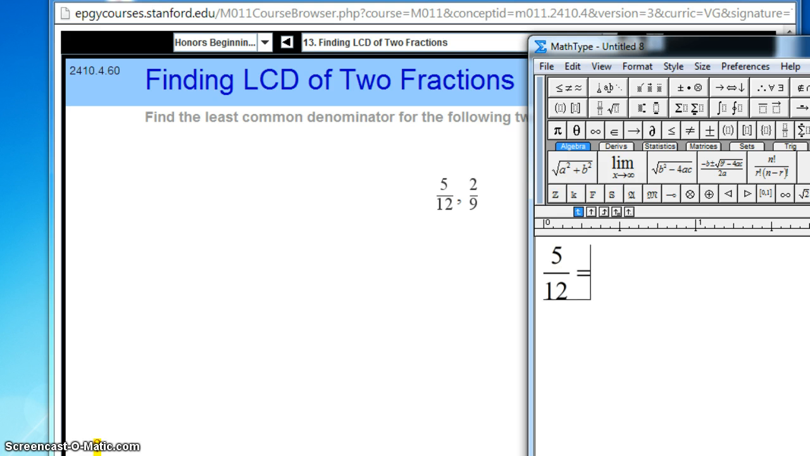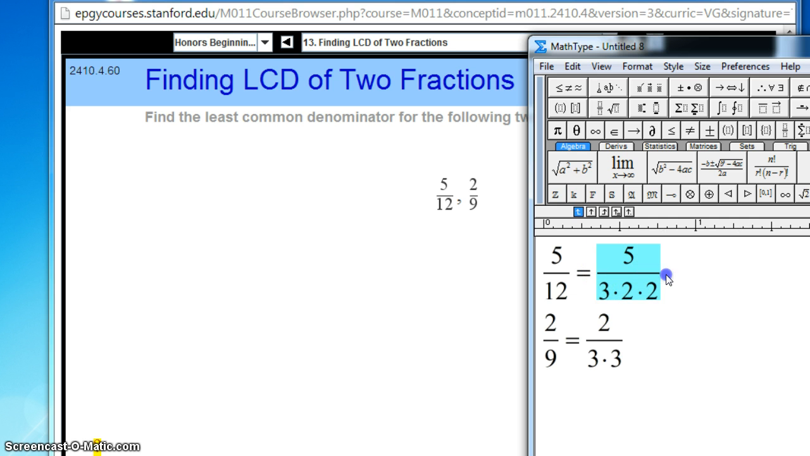5 over 12, well, we've already factored 12 into primes. We said that was 3 times 2 times 2. And then 2 over 9, and we factored that, so that's 2 over 3 times 3. Okay, so how would we make these denominators the same?